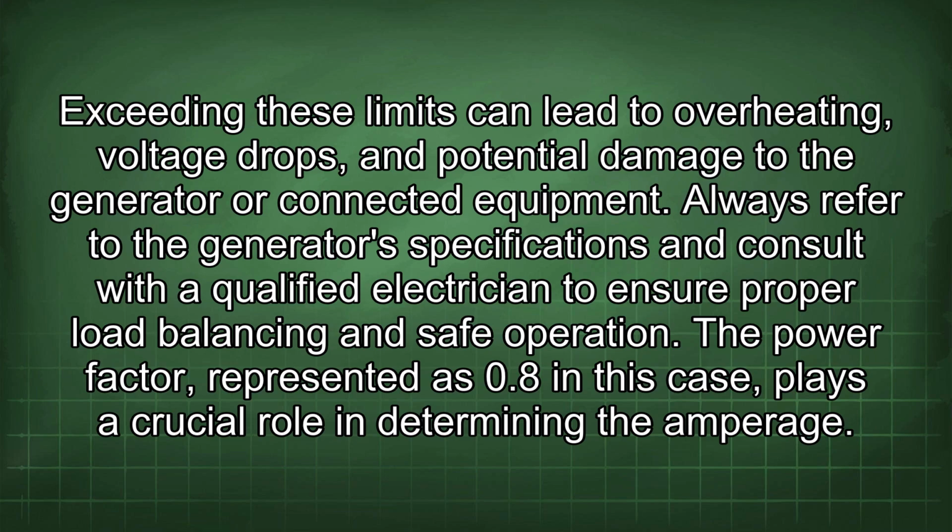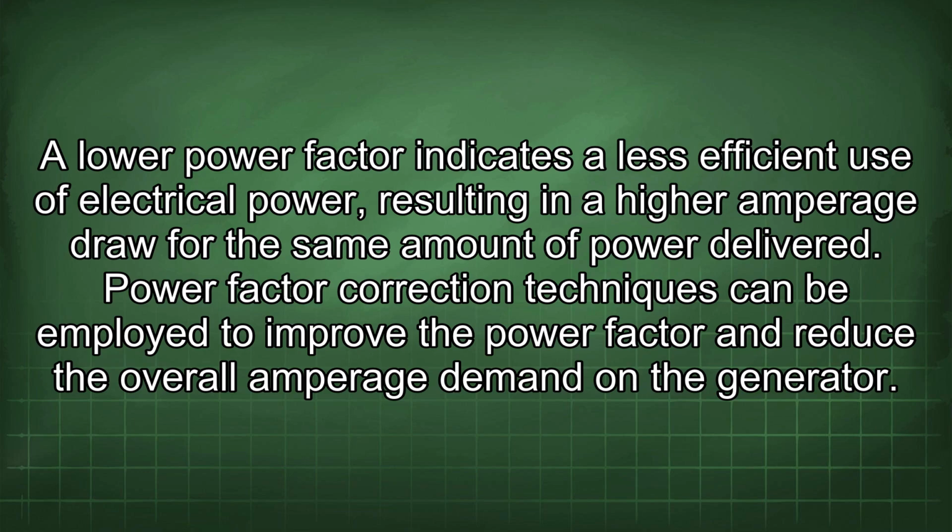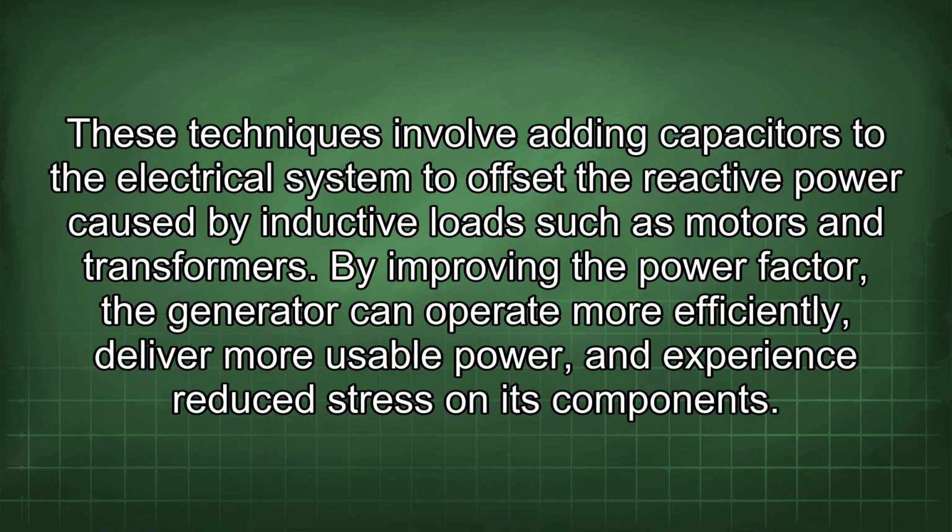The power factor, represented as 0.8 in this case, plays a crucial role in determining the amperage. A lower power factor indicates a less efficient use of electrical power, resulting in a higher amperage draw for the same amount of power delivered. Power factor correction techniques can be employed to improve the power factor and reduce the overall amperage demand on the generator. These techniques involve adding capacitors to the electrical system to offset the reactive power caused by inductive loads such as motors and transformers. By improving the power factor, the generator can operate more efficiently, deliver more usable power, and experience reduced stress on its components.